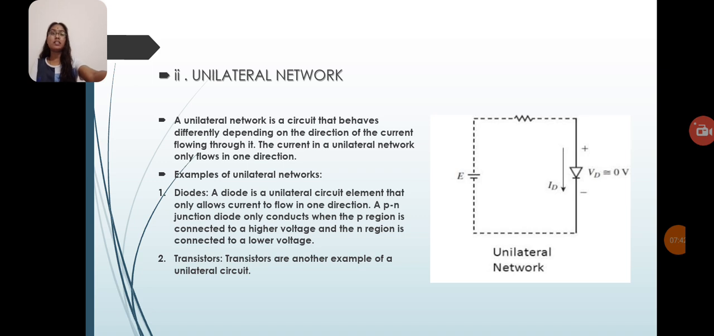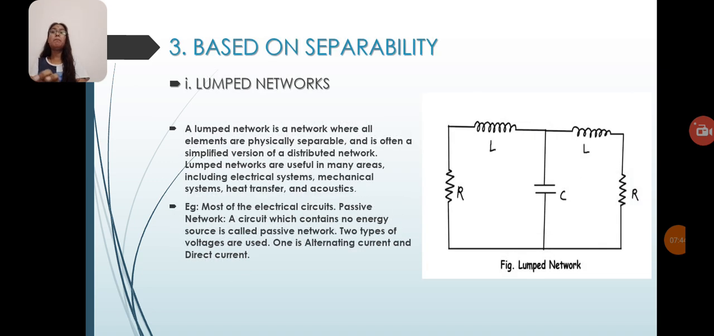And next is based on separability. In this, the first one is lumped networks. A lumped network is a network where all elements are physically separable and is often a simplified version of a distributed network. Lumped networks are useful in many areas including electrical systems, mechanical systems, heat transfer and acoustics.